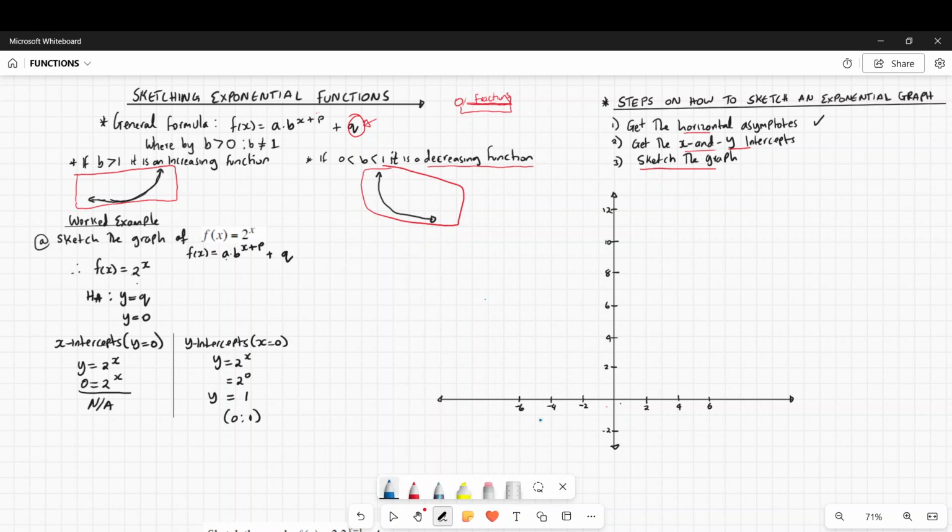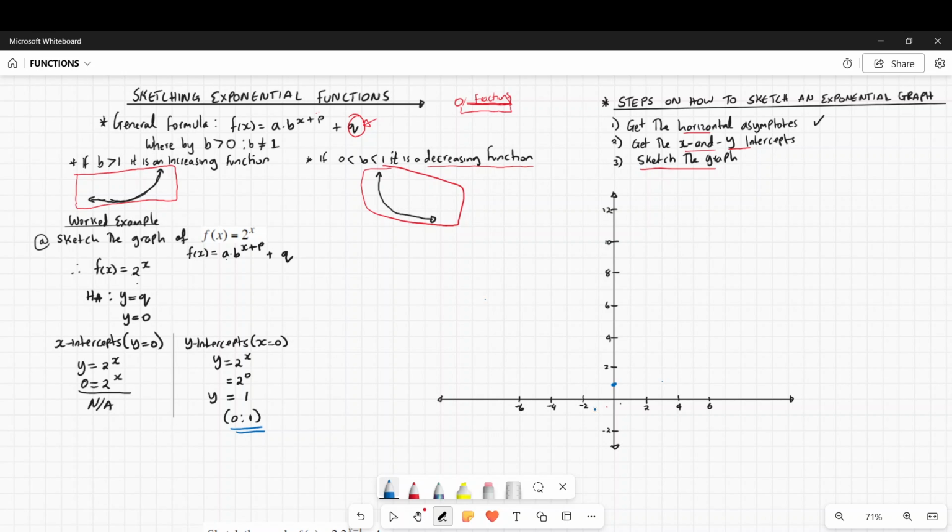Now we need the y-intercept. So the y-intercept here is (0, 1). So (0, 1) is right here, right? So you're going to put a dot over there.